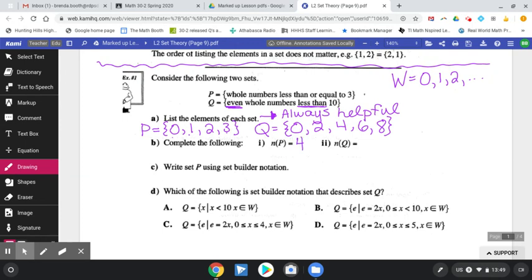And for part 2, the number of elements in set Q: 1, 2, 3, 4, 5. And then it says, write set P using set builder notation. So you can really use any variable you want. Now this is the one that's like domain and range. So you can use any variable that you want. I'm going to use X.